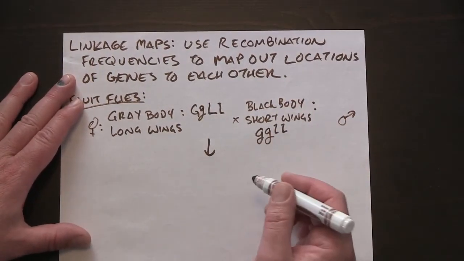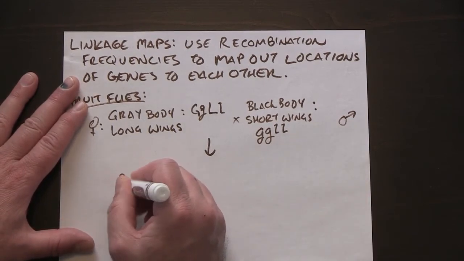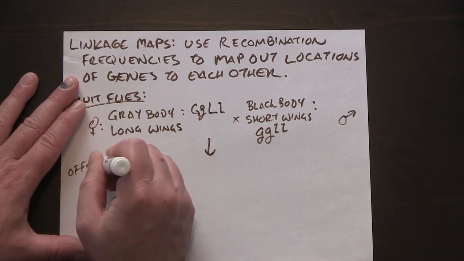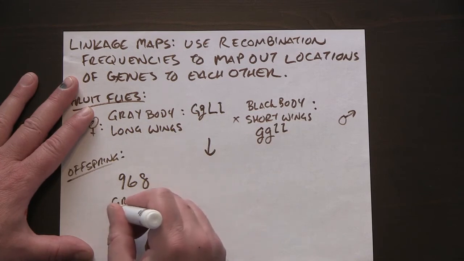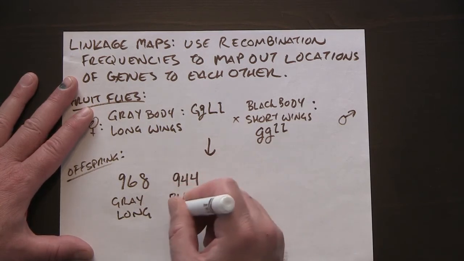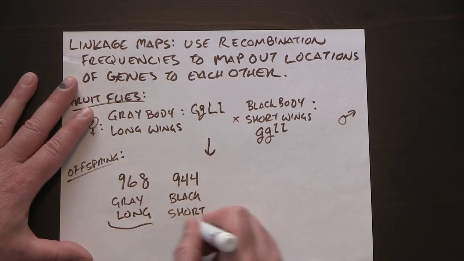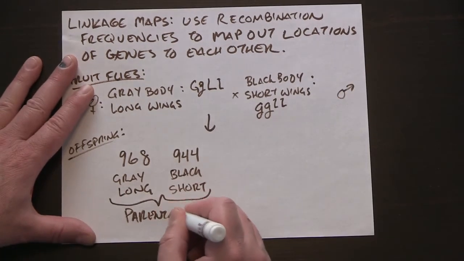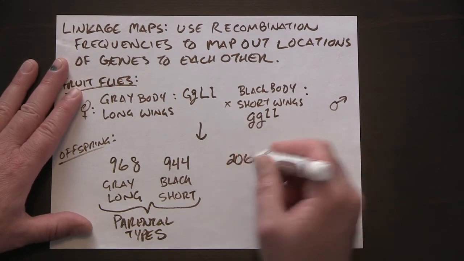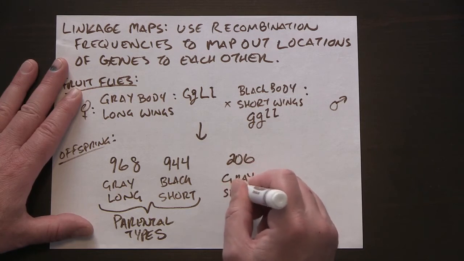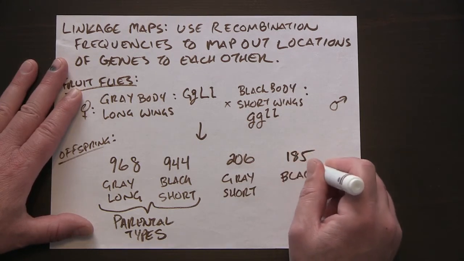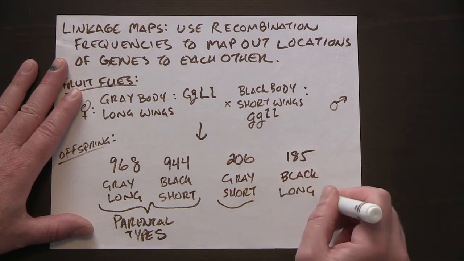So what this experiment showed was that, let's just say, 968 of the offspring were gray-bodied with long wings. 944 were black-bodied with short wings. Okay, so these are just like the parents. So these are the parental types. But they also got this combination of 206 gray bodies with short wings and 185 black bodies with long wings. So these are the recombinant types.